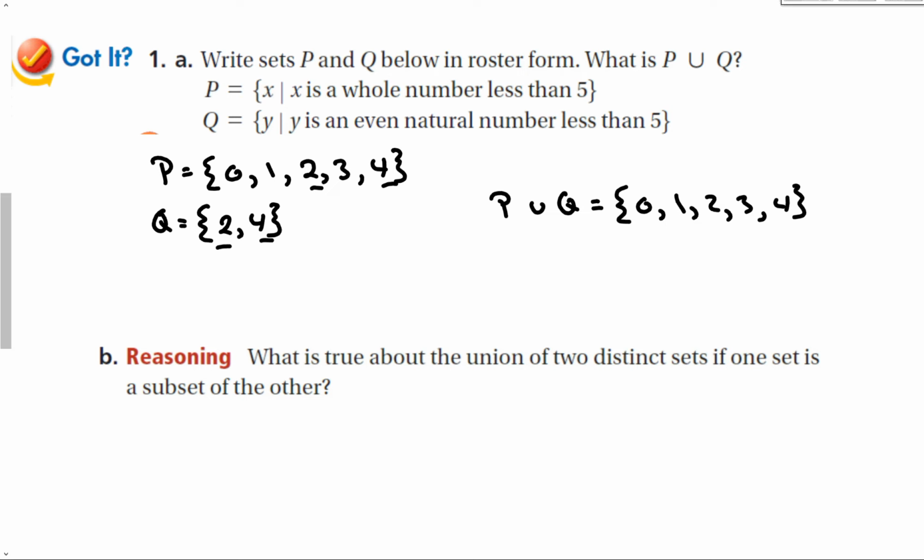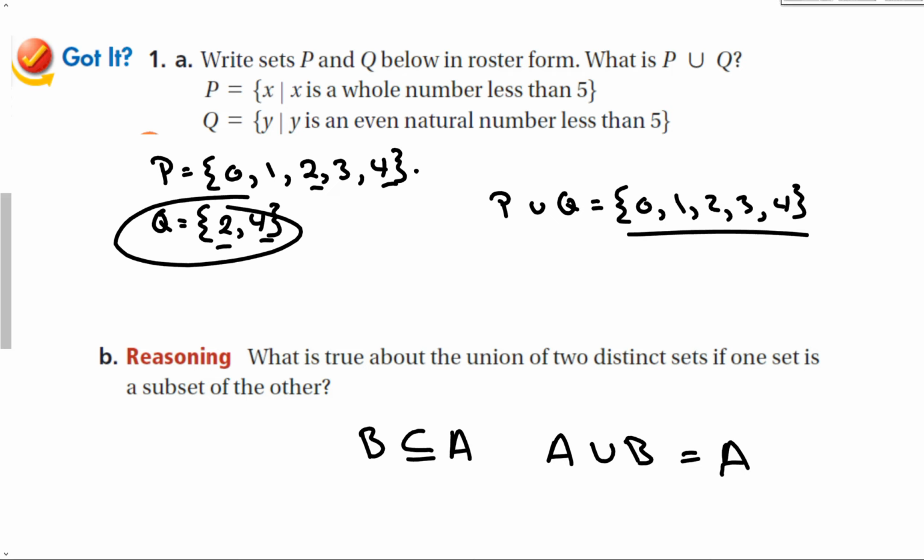So what's true about the union of two distinct sets if one set is a subset of the other? Well, if B is a subset of A, remember our notation, then A union B will be the same as A. And you can see that here because Q is a subset of P, right? 2 and 4 are both in P. And we can see that P and P union Q are both the same.